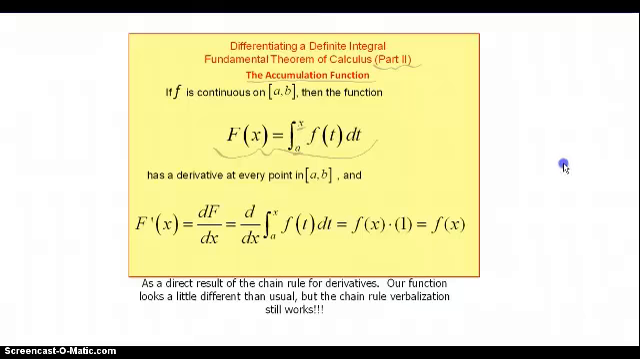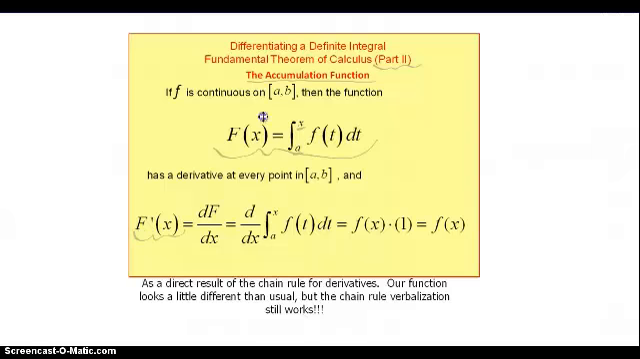If f is continuous on a closed interval a up to b, then the function big F of x is the antiderivative, or the function that is the accumulated area in the plane between little f over the interval from a up to x, and has a derivative at every point on the closed interval. And specifically, its derivative looks like this.